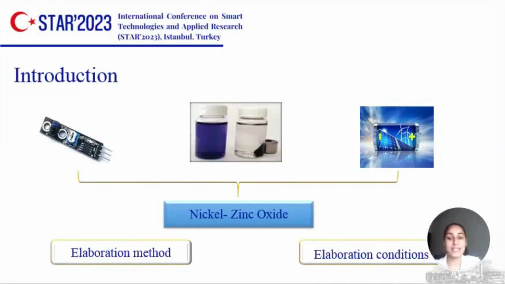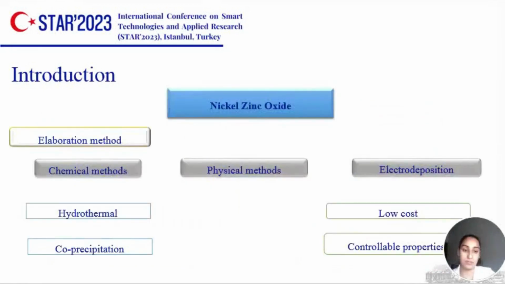Nickel zinc oxide is one of the most promising materials used in many applications as a sensor, catalyst for many reactions, water treatment, and also for energy storage. These large applications are owing to its various properties, which rely on the elaboration method and the preparation conditions.